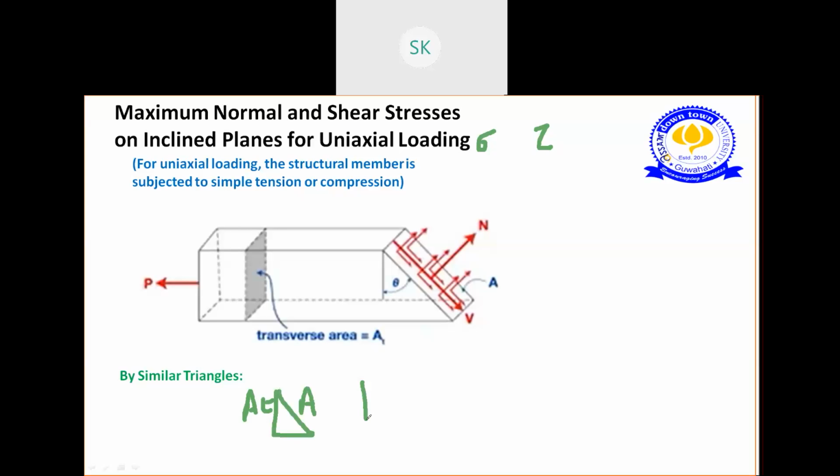Again, I'm taking a similar triangle. I'm assuming the hypotenuse is 1. Suppose this is theta, then the perpendicular will always be cos theta. I hope this concept is clear. Whenever this is theta, this part will always be cos theta.